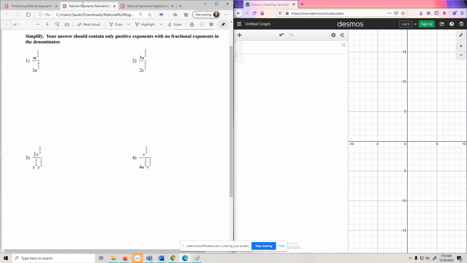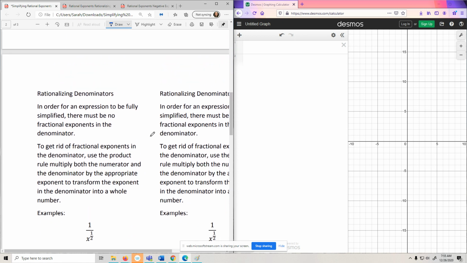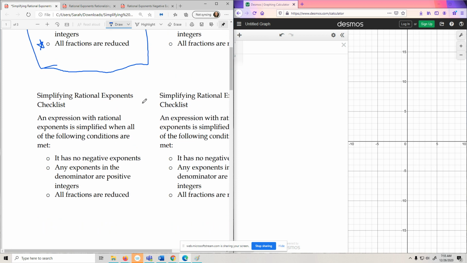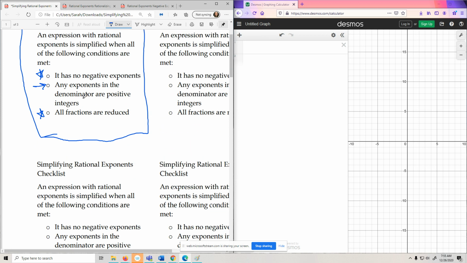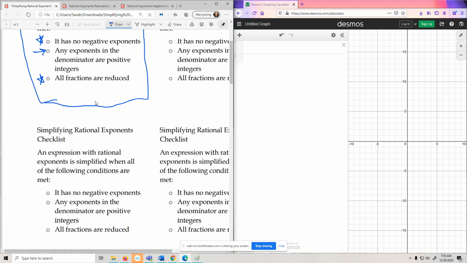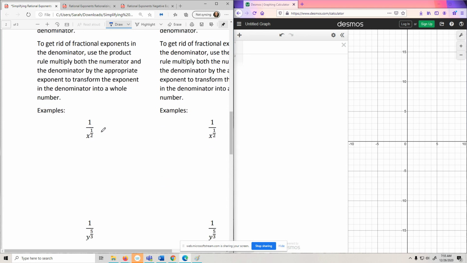So here's the things I'm talking about today. If you look at this example right here, I have 1 over x to the 1/2. Our second rule said we could not have any exponents in the denominator that are not positive integers. Positive integers are numbers like 1, 2, 3, etc. We don't want to see fraction exponents in the denominator. And that's what we have going on right here.